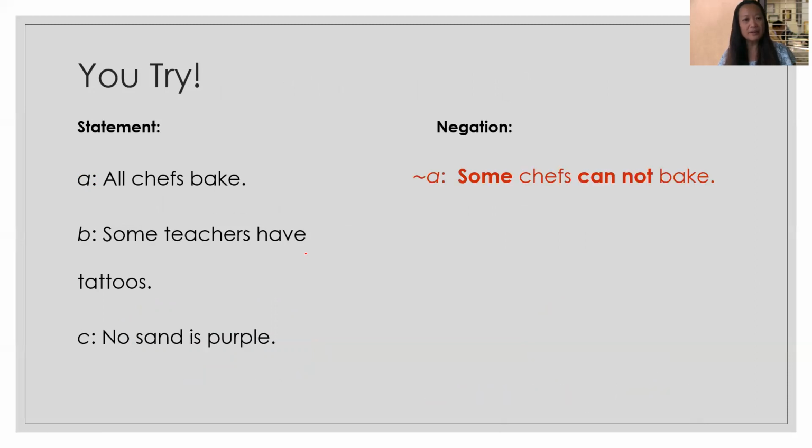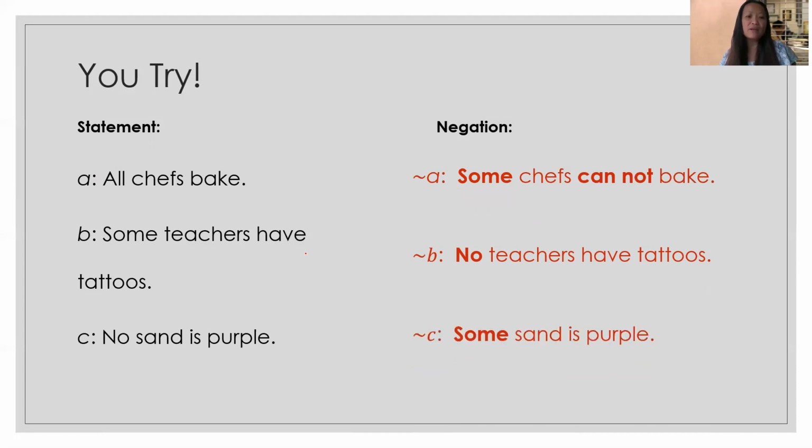Negation of A, negation of all is some. So negation of A would be some chefs cannot bake. Negation of B, remember, negation of some is none. So no teachers have tattoos. And C, negation of none is some. So some sand is purple.